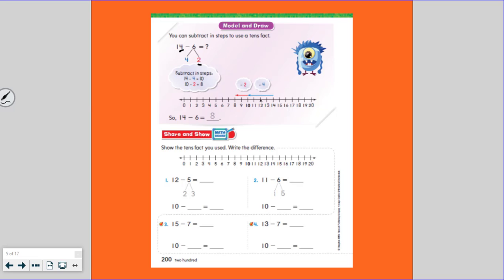And so you can see it on a number line. So first, we started at 14 right here on the number line. We went back 4. We subtracted 4 to get rid of the 4 ones in 14. Then we subtracted the 2.